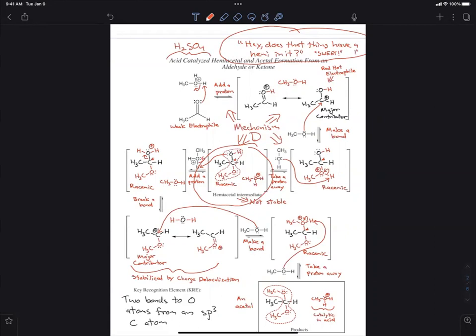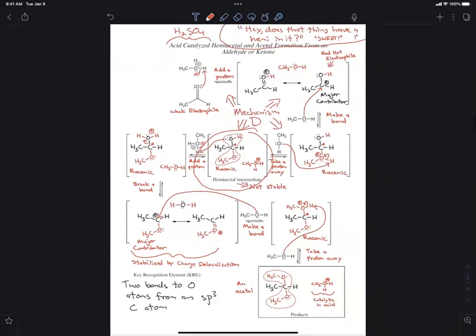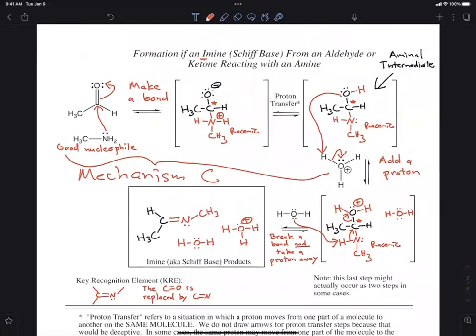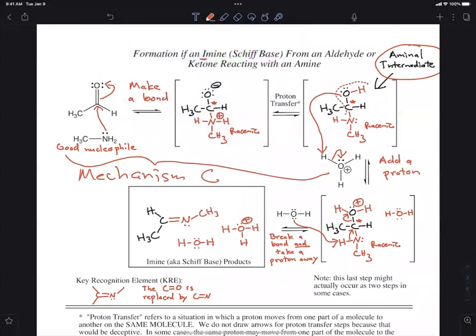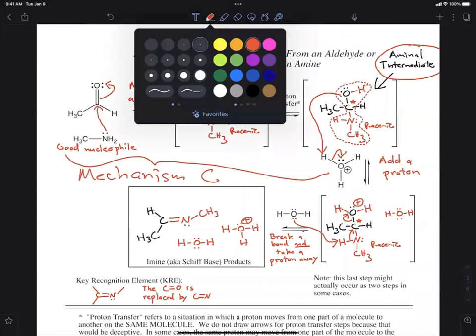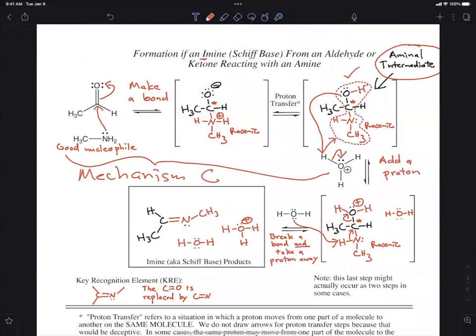Well, it turns out there's an entirely analogous intermediate in the imine formation mechanism, and it's referred to as an aminal. In fact, if you look at the aminal structure, you will see that it is very similar. So you've got an OH group and you've got an amine in an overall neutral molecule. So this can serve as a useful guidepost. If you remember that you're going to have to make an aminal intermediate when you're doing the imine formation mechanism, that'll help you keep everything straight.